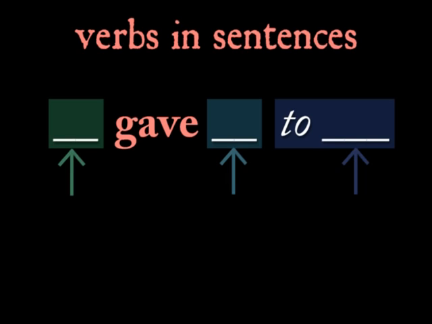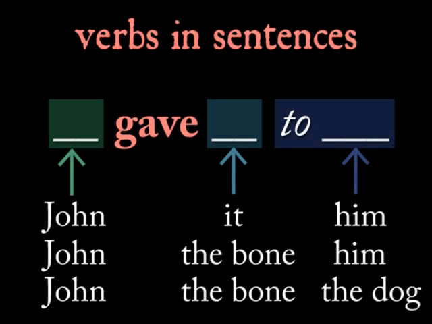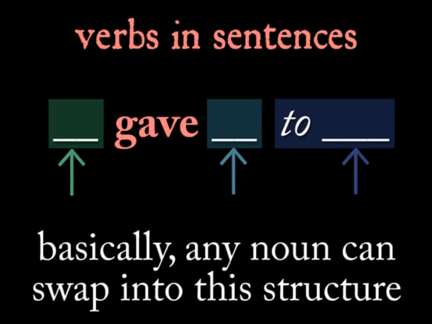We can say, "John gave it to him," "John gave the bone to him," "John gave the bone to the dog." We're still fine there. The sentence makes sense when we switch out noun phrases and insert new ones ad hoc.